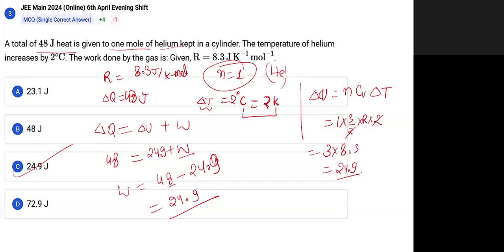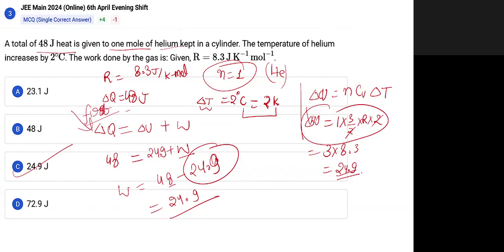So here we are. In this question, what we are doing here, we have calculated the internal energy of the system, which is nothing but n Cv delta T, 24.9, and we have put it in the first law of thermodynamics, which is delta Q equals delta U plus W. So by this equation, we are able to find out the work done, which is 24.9 joule. Okay, so option C is the correct one.